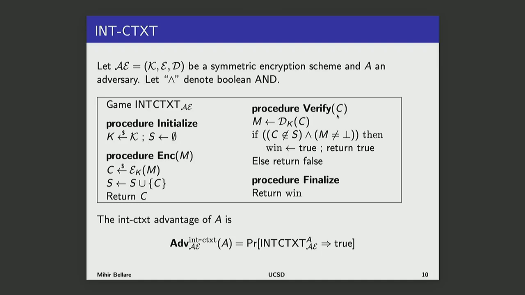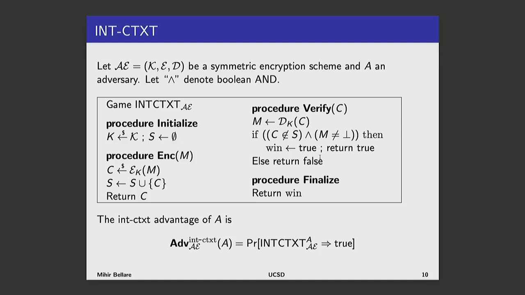And the final element we have is that if you leave it at that, it's a little too easy to win, because what the adversary can do is call this, get some C, and then just pass that C into here. And then it will decrypt to the same M that was here, and that will not be bot, and that would have set win to true.